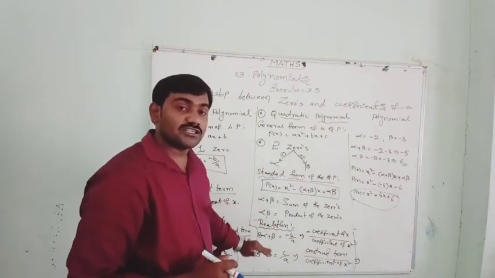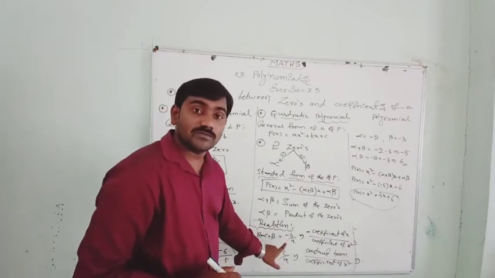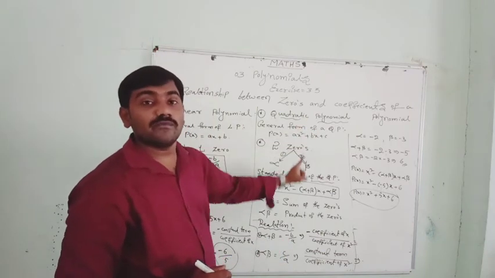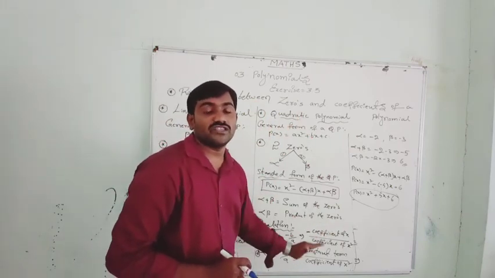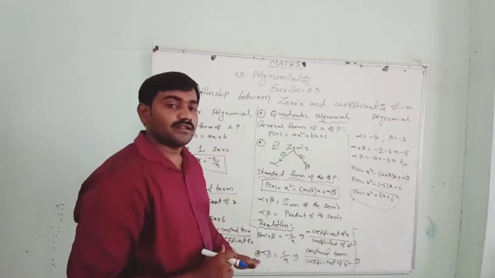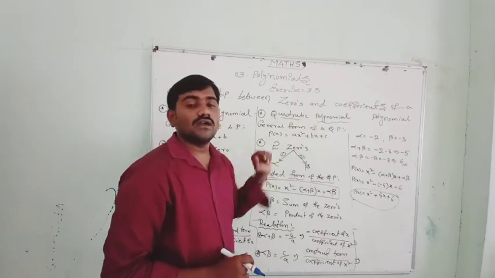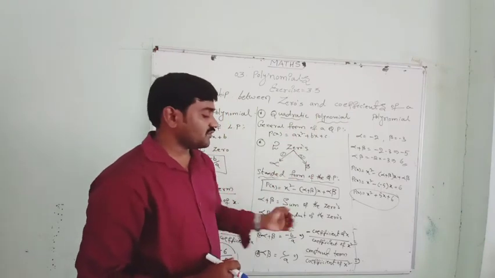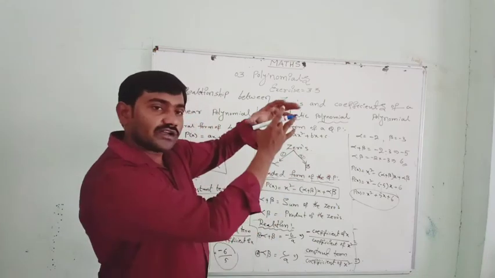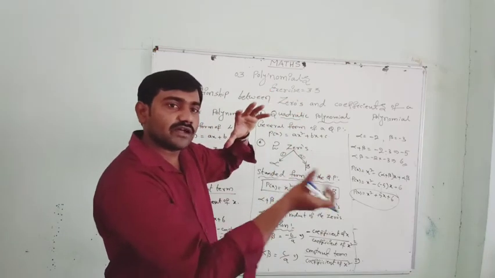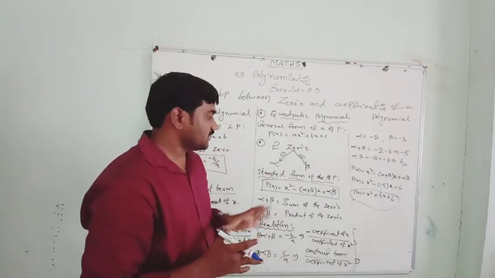The relation between the coefficients is alpha plus beta equals minus b by a. What is b? We have to check the general form. B is nothing but the coefficient of x. So it is minus coefficient of x by coefficient of x square. Then alpha beta equals c by a, where c is the constant term, divided by the coefficient of x square. These formulas are useful. Why? Instead of solving the complete quadratic polynomial and getting the alpha and beta values, by using this we directly get the same zeros. That is the intention of this.